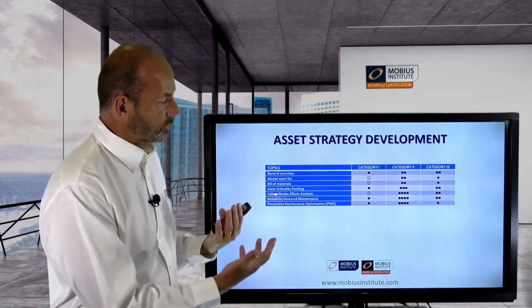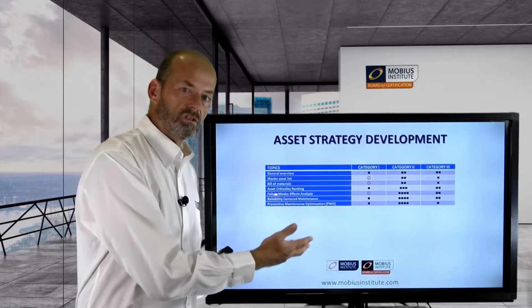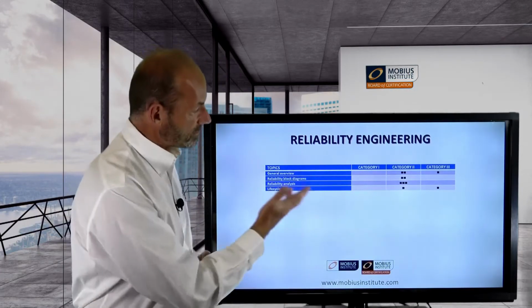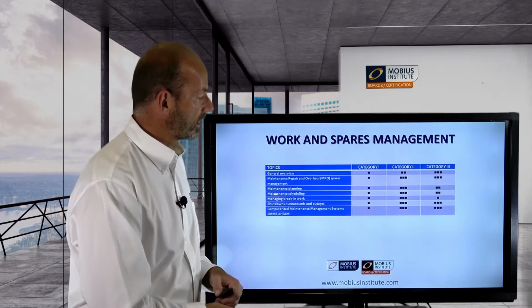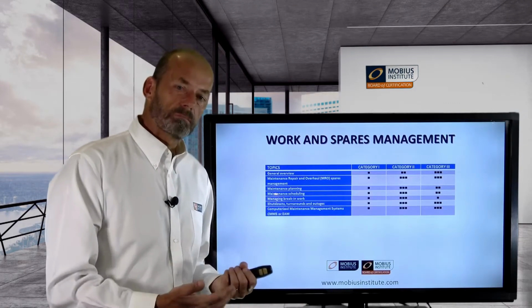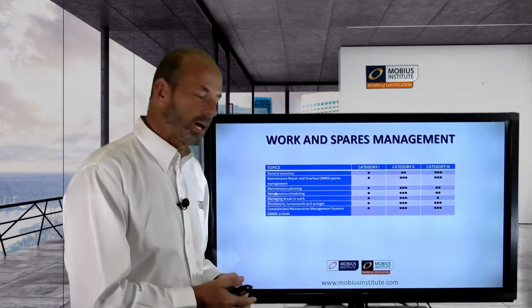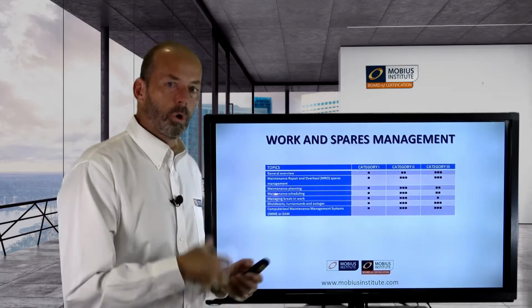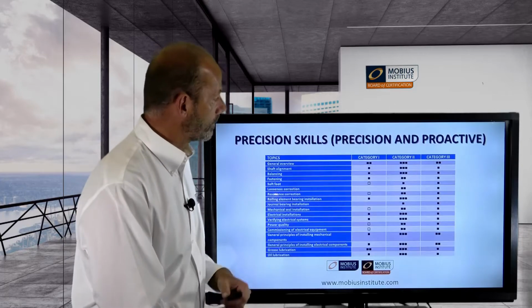But for the asset strategy development, you see that the Category 2 person has a lot of work to do. The reliability engineering is primarily the reliability engineer's work, and spares management is also going to involve the Category 2 person, but you sure need to have the Category 3 support and understanding and so on.